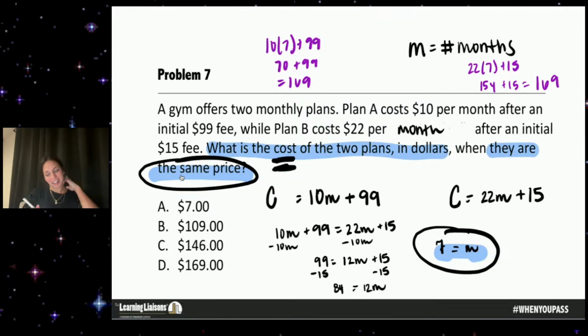Pretty cool, huh? So our answer is D. What is the cost when they are the same price? The cost is $169 when they are the same price.